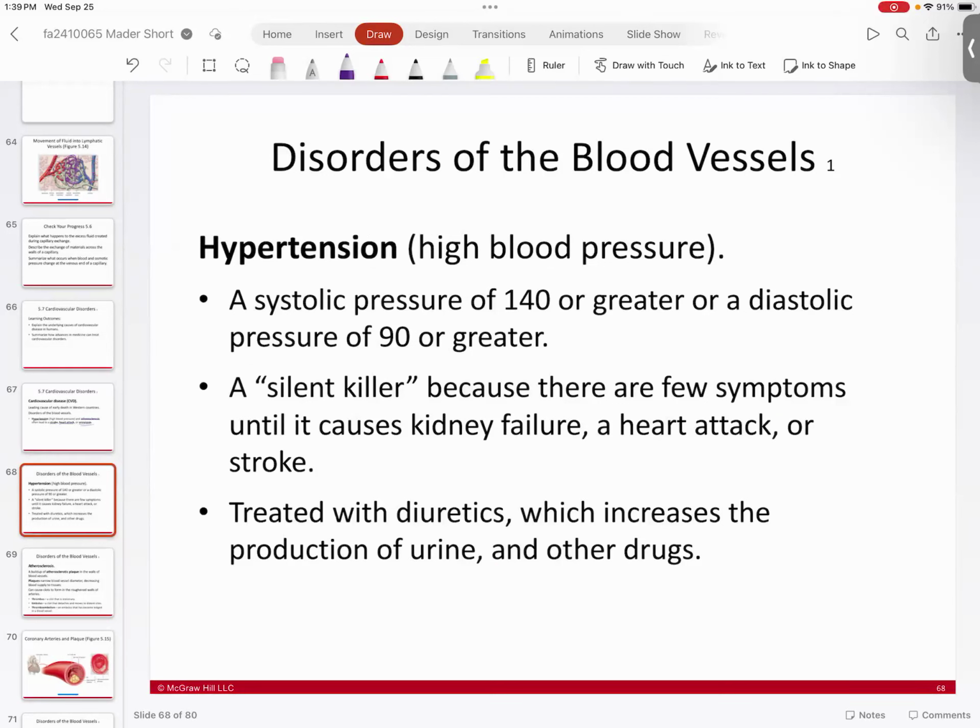So high blood pressure, we basically define this as having a blood pressure of 140 or greater, or a diastolic of 90 or greater, right? And no, this isn't just a peak. This is consistent or continuous, chronic. Not just episodic blood pressure, right?